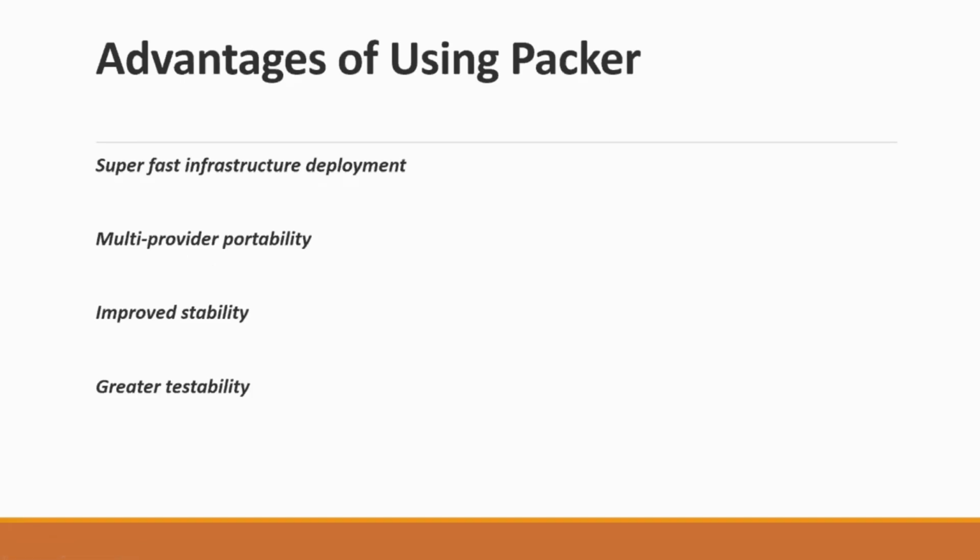It improves stability because Packer installs and configures all the software for a machine at the time of the image build, and this ensures that your images are consistent and reliable, and that they will always work the same way regardless of when or where they are deployed. Then greater testability, which means Packer images can be easily tested in a variety of environments, which helps you ensure that they are stable and reliable. So you can test your image in different cloud providers like AWS, Azure, or even on-prem.